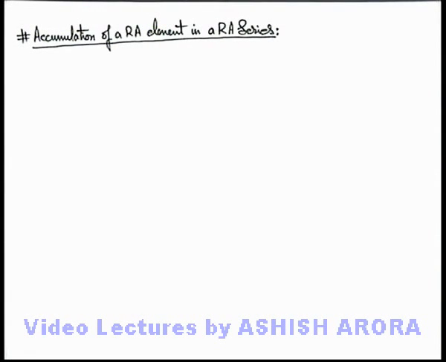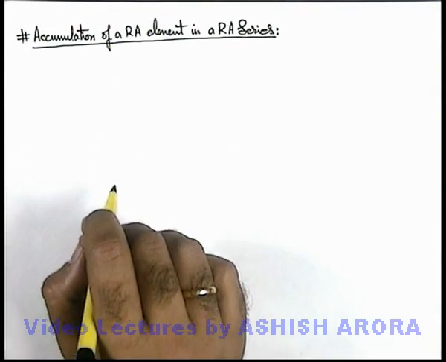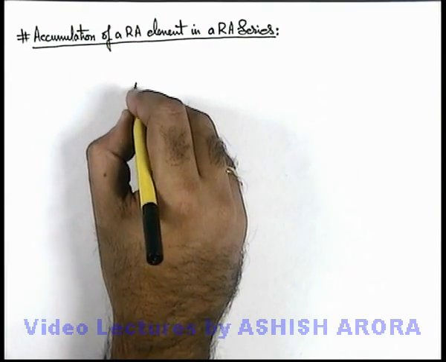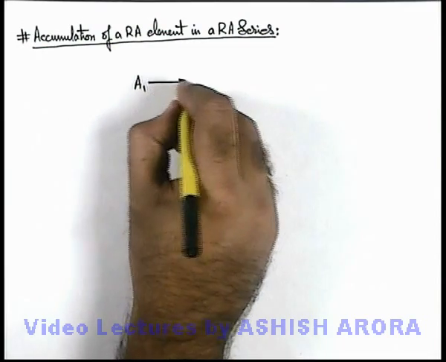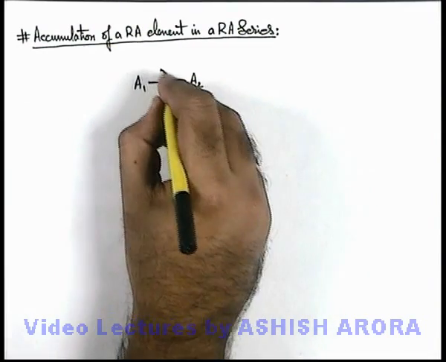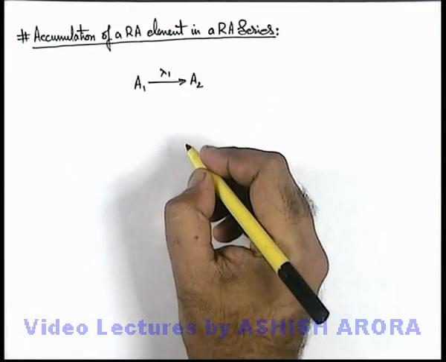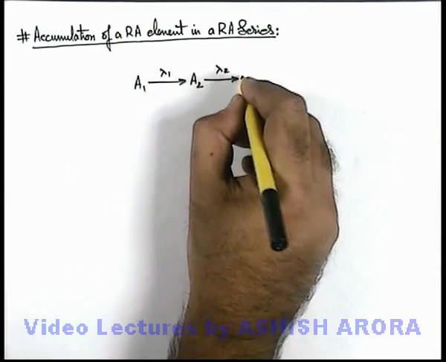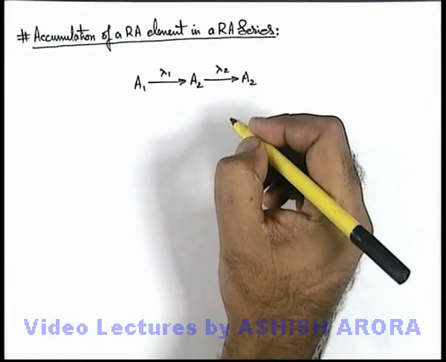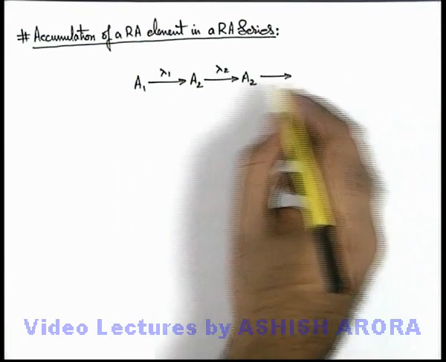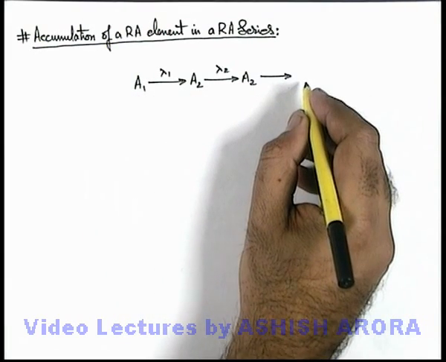Let us now study about accumulation of a radioactive element in a radioactive series. We already studied that if a radioactive element A1 decays to a daughter nuclei A2 with a decay constant lambda 1, and if A2 is also radioactive, it will further decay with a decay constant lambda 2 to another element A3, and so on. The process continues.